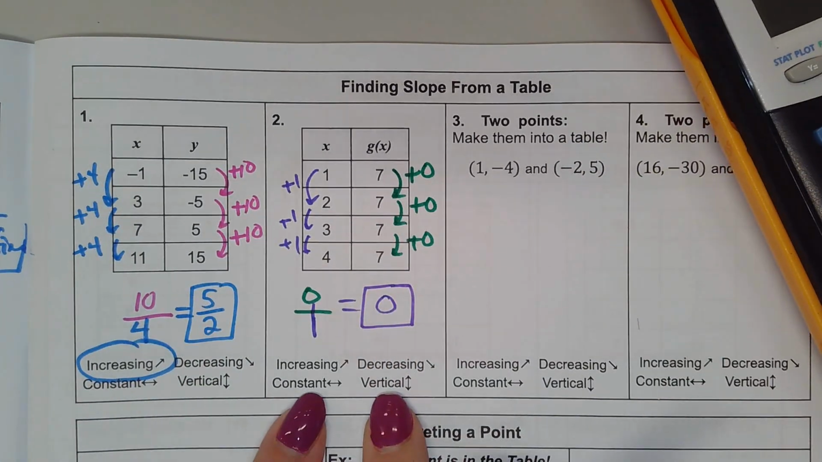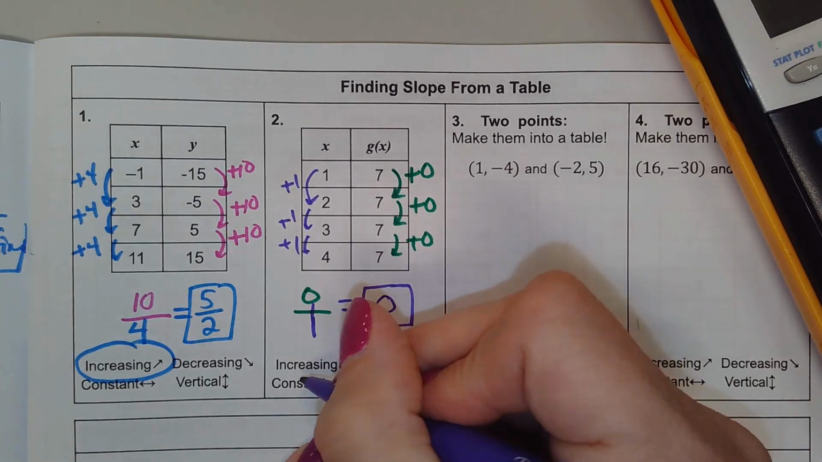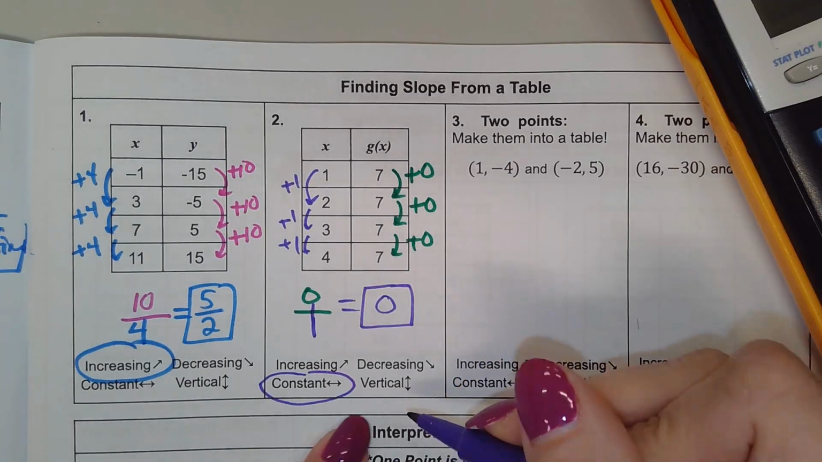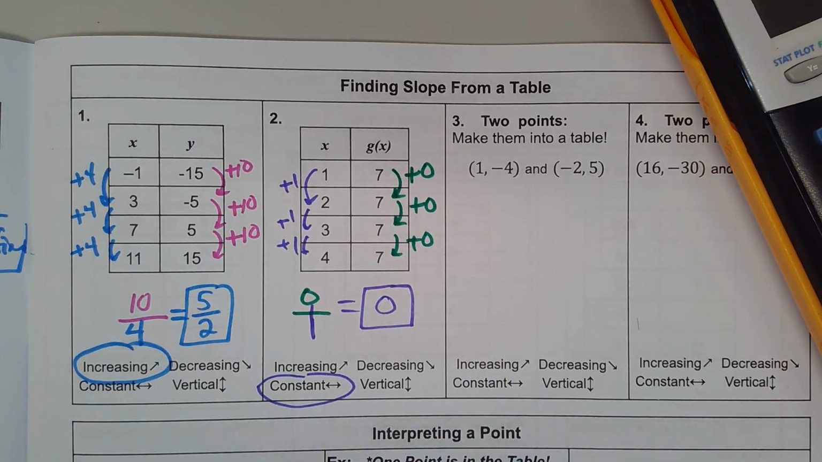So what kind of line is it? Constant or vertical? It's going to be a constant line. This is the one that's tricky.